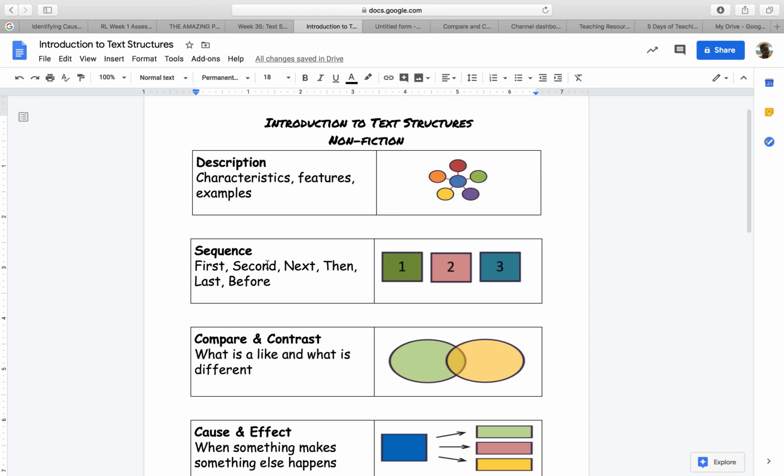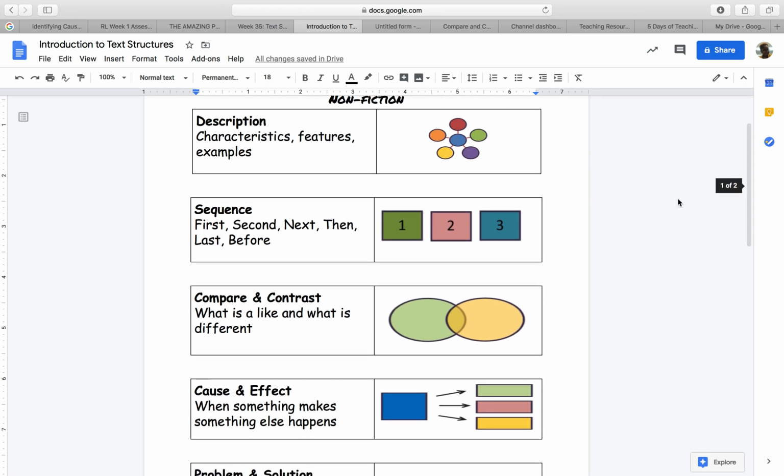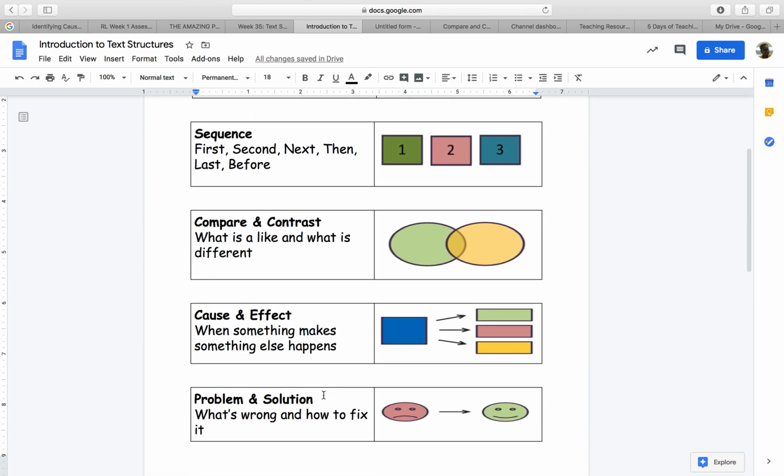The next text structure that we're going to learn about is sequence. Sequence is just the order in which things occur. Think of instructions, think of directions, think about a recipe. That's a sequence. That's the order that something happens. Compare and contrast is you're saying what is alike about 2 things, maybe more, and you're also saying what's different about that. Cause and effect is when something happens, guess what?